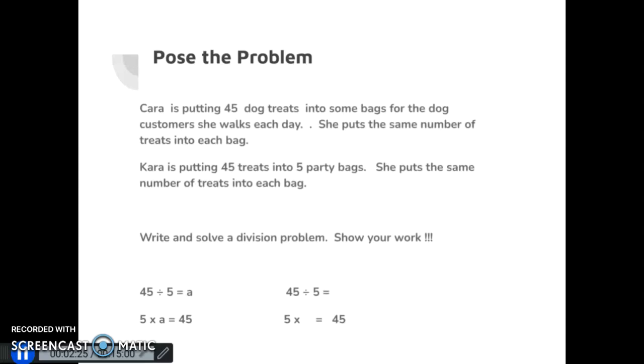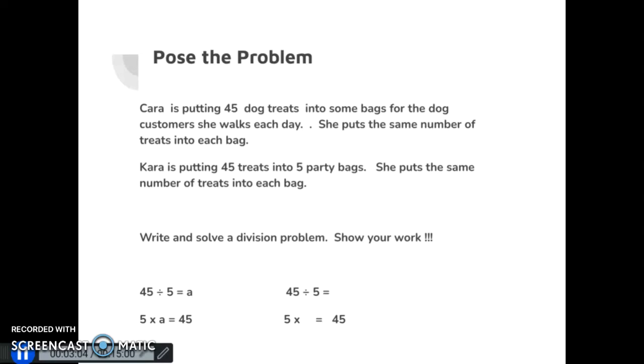So we're going to look at a problem about Kara today. Kara has a dog walking business, and she is putting 45 dog treats into some bags for the dog customers she walks each day. She puts the same number of treats into each bag. If Kara puts 45 treats into 5 party bags for her customers, she puts the same number of treats into each bag. How could we write a division sentence for this problem and show our work for that? And then I want you to write a corresponding multiplication problem to match.